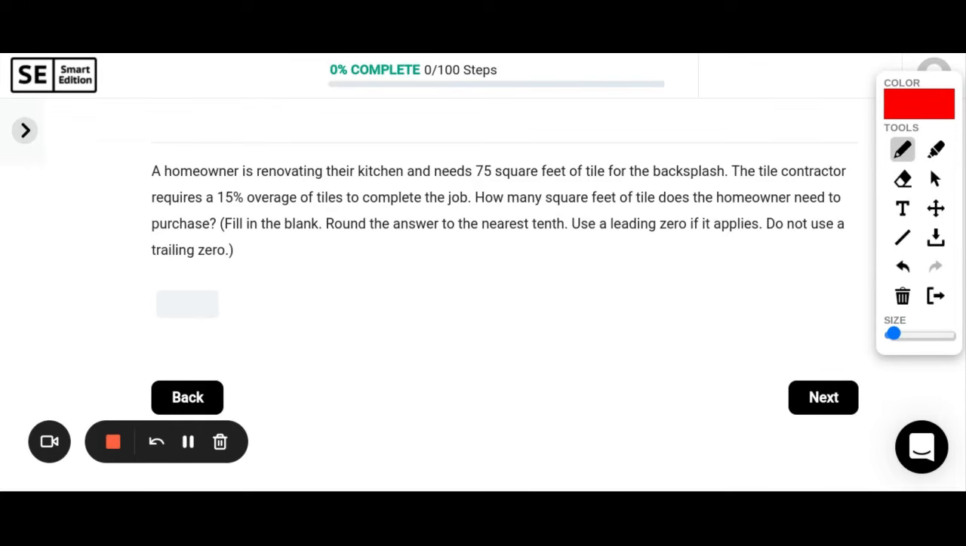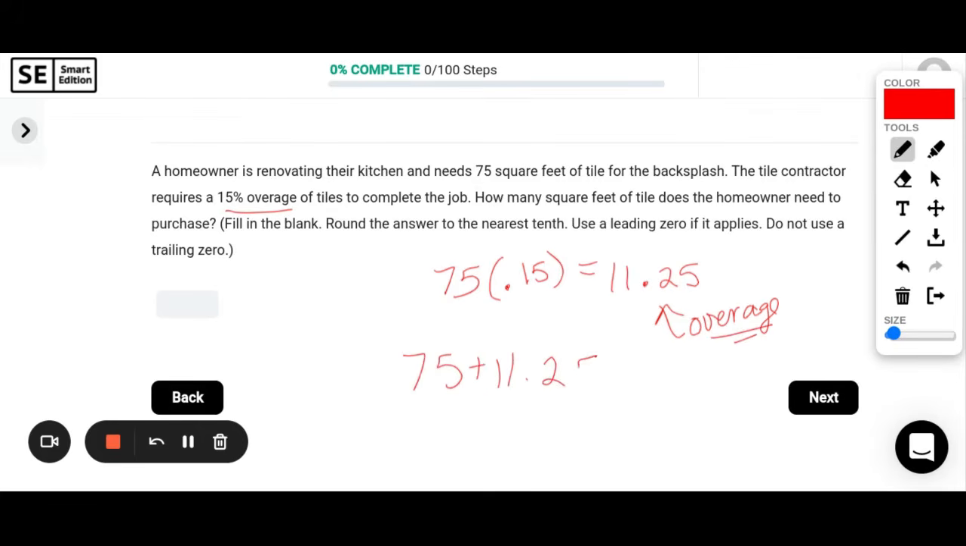So he needs 75 square feet, and it's saying that he needs 15% overage. That means 15% more than the 75 needed. So I'll show you 2 ways to do this. I could just take 75 and multiply it by 0.15. Remember, we have to turn percents into decimals. And this will be 11.25. This is the overage. Now I can just add that back to what I need to complete the job, and I will get 86.25 as my answer.